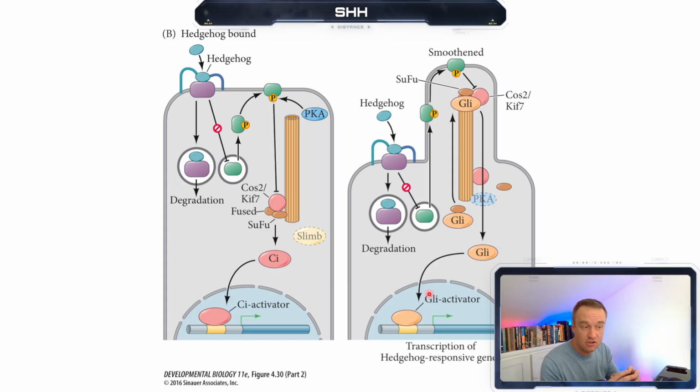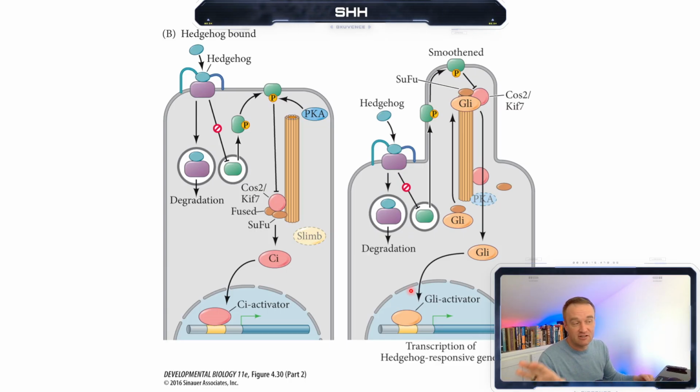And when it goes into the nucleus as a whole protein, it acts as an activator of transcription. So instead of a repressor, like we saw in the last slide, it now activates transcription of genes. And so this allows whatever developmentally important genes are under that promoter to be transcribed and then cause a different cascade.